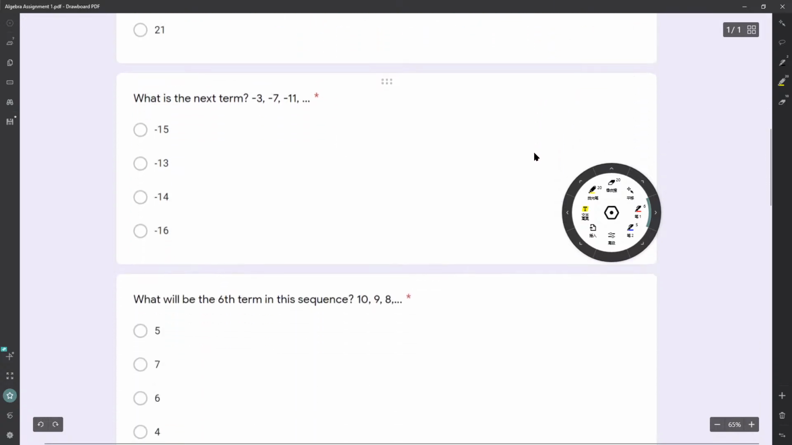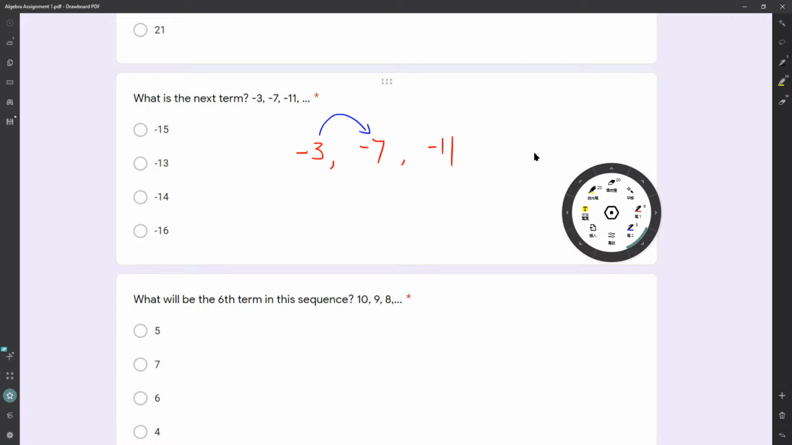Let's go on. What is the next term? -3, -7, -11. So still we have 3 terms, and we need to look for the pattern so that we can make predictions. Let's compare the first two. What happened between -3 and -7? Here you need to be careful. Some students might say, okay, it adds 4. Well, that is not correct.